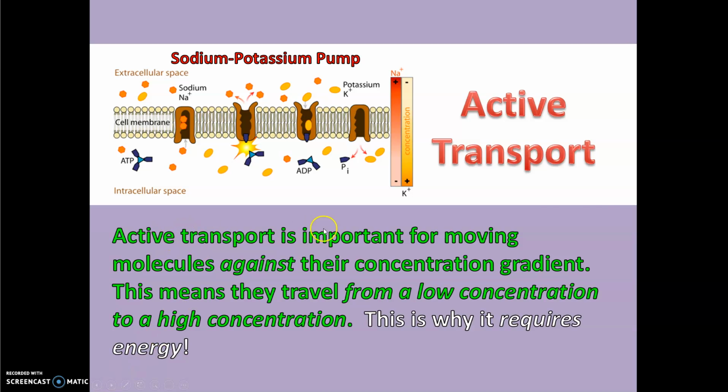Active transport is important for moving molecules against their concentration gradient. So remember, concentration gradient just means from high to low, but this time we're going in the opposite direction. This means that we were traveling from a low concentration to a high concentration, and this is why it requires energy.